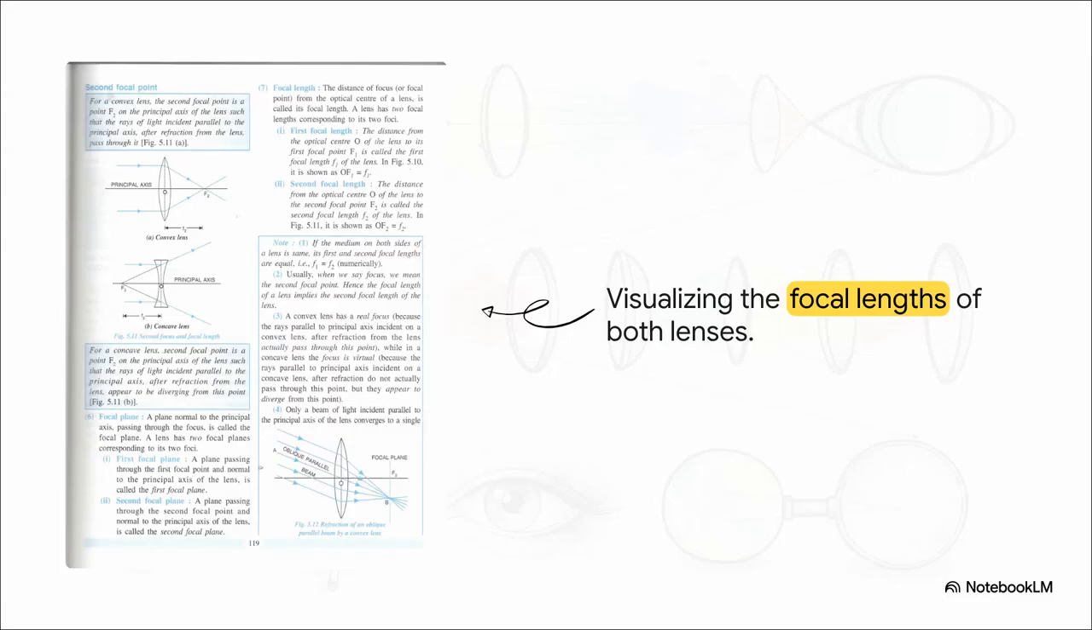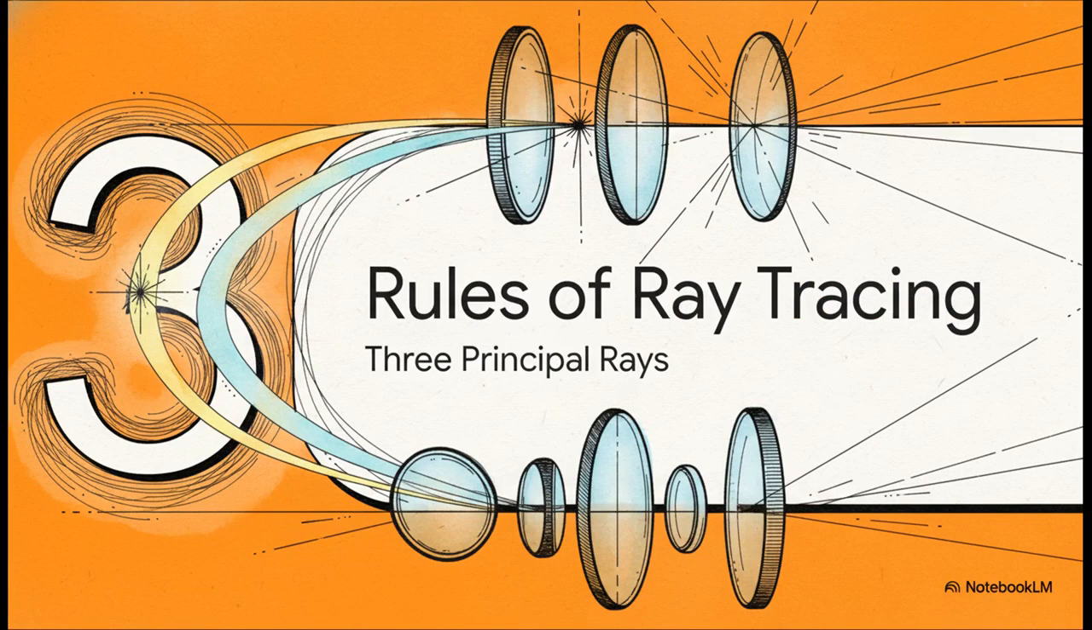What's really interesting here is how we measure that distance. The focal length is simply the distance from the optical center right out to that focal point. But notice the distinct difference between the two lenses we're looking at. The convex lens has what we call a real focus, simply because the light rays physically pass through that point on the other side. The concave lens, though, has a virtual focus. The light rays spread out, and they only appear to diverge from that point if you were to trace them backward.